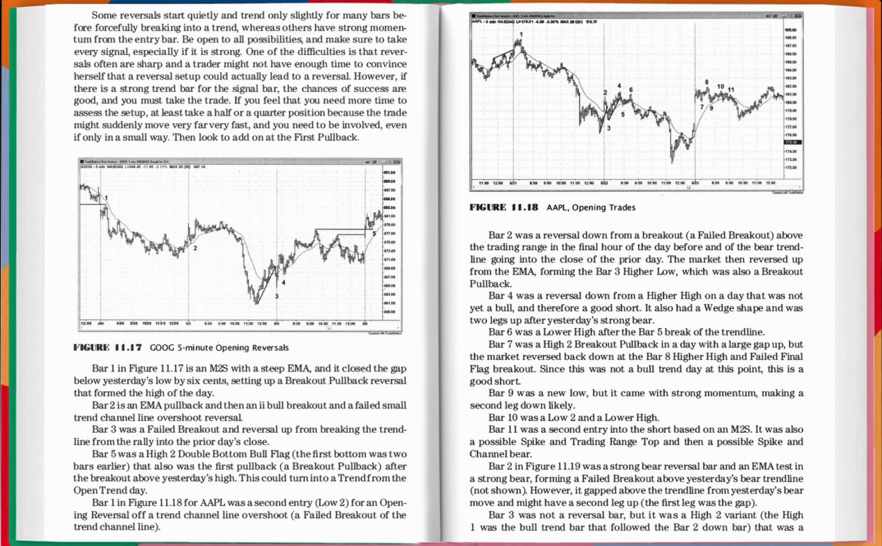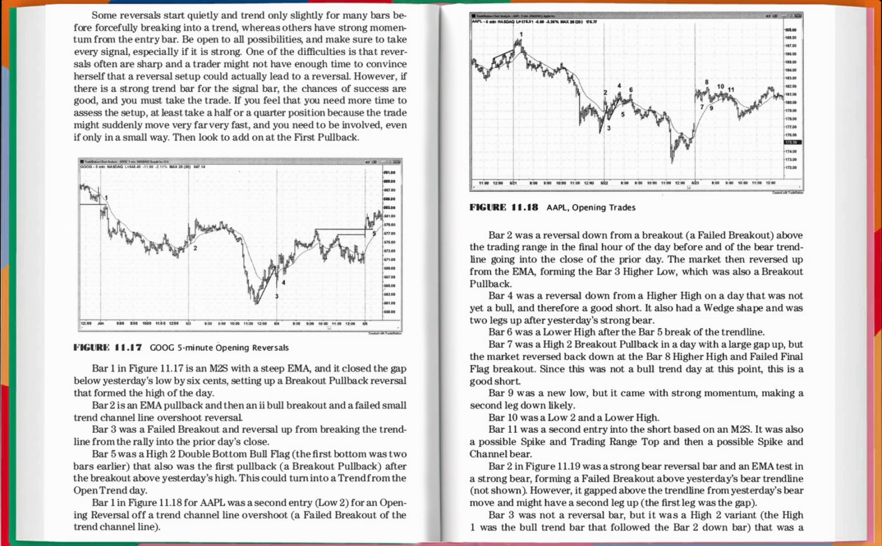Bar 6 was a lower high after the Bar 5 break of the trend line. Bar 7 was a high 2 breakout pullback in a day with a large gap up, but the market reversed back down at the Bar 8 higher high and failed final flag breakout. Since this was not a bull trend day at this point, this is a good short. Bar 9 was a new low, but it came with strong momentum, making a second leg down likely.